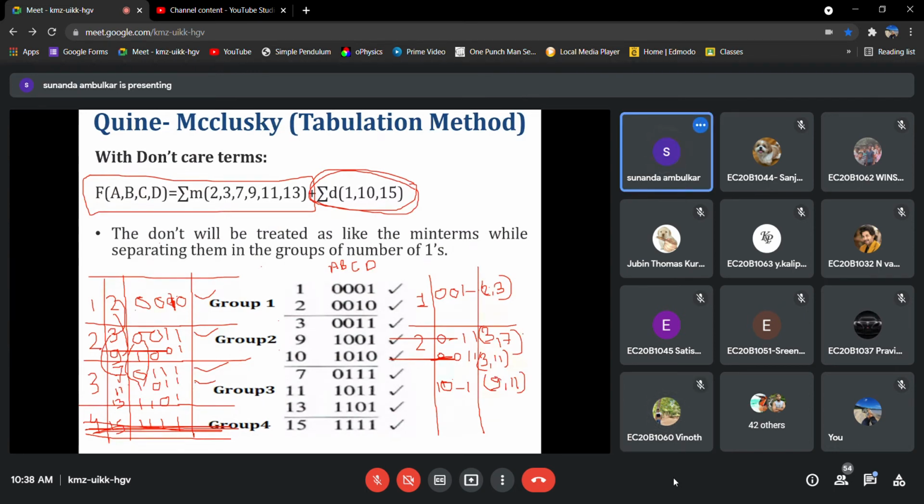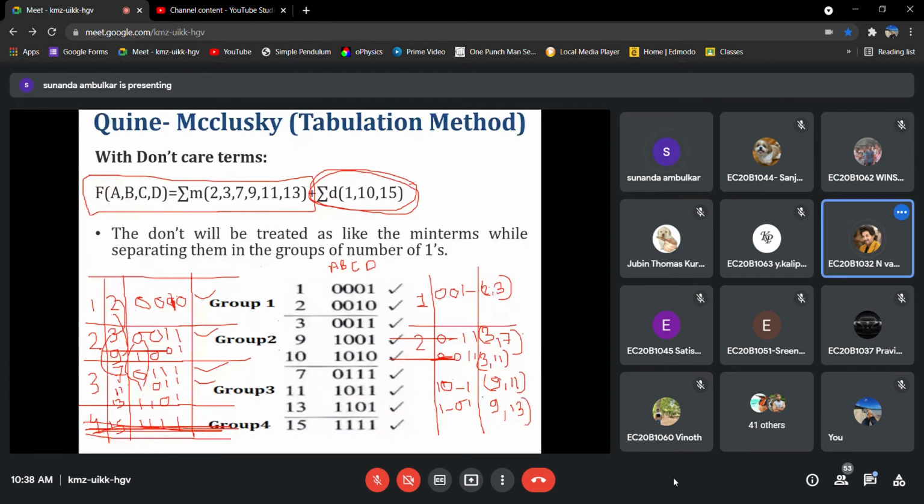Next is 9 with 13. Is there any possibility? Okay, what will be the combination? 1 dash 0 1. 9 with 13 gives 1 dash 0 1. Any other possibility?